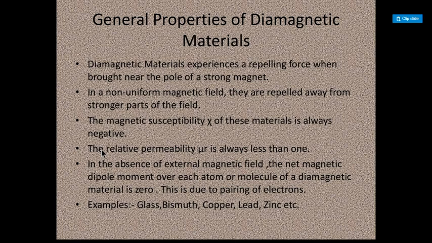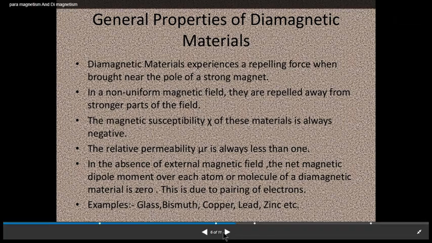In the absence of an external magnetic field, the net magnetic dipole moment of each atom or molecule of a diamagnetic material will be zero. This is due to the pairing of electrons. As I said, if all the electronic shells are completely occupied, their spin magnetic moment will be diminished, and the material doesn't have a net dipole moment. Therefore, the dipole moment is only contributed by the orbital motion. For example, glass, bismuth, copper and so on.